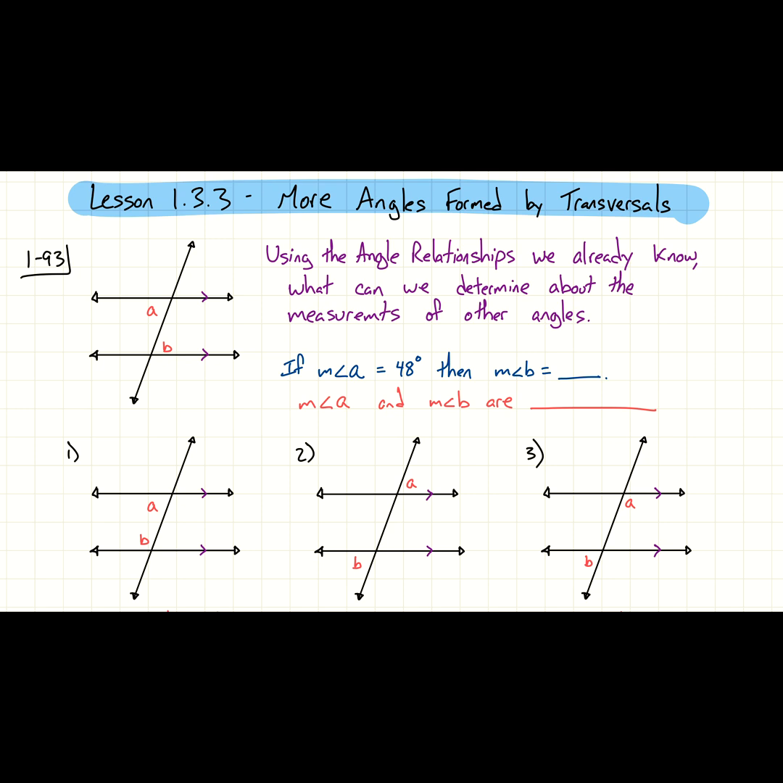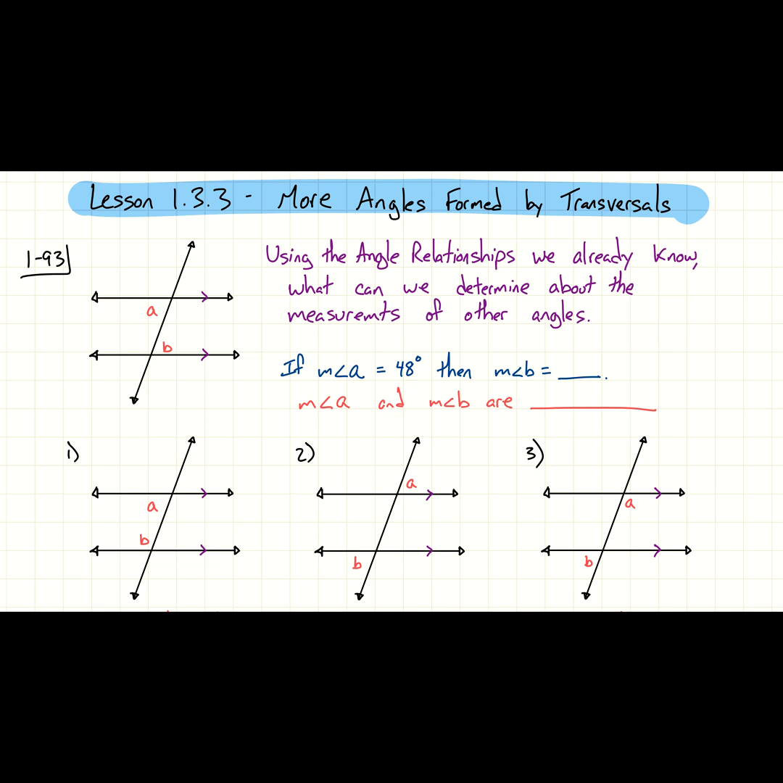In this first example, we're told, what if the measurement of angle A is equal to 48 degrees? We're talking about this angle here. Then what is the measurement of angle B? We're trying to figure out how we can determine the measurement of angle B given angle A.